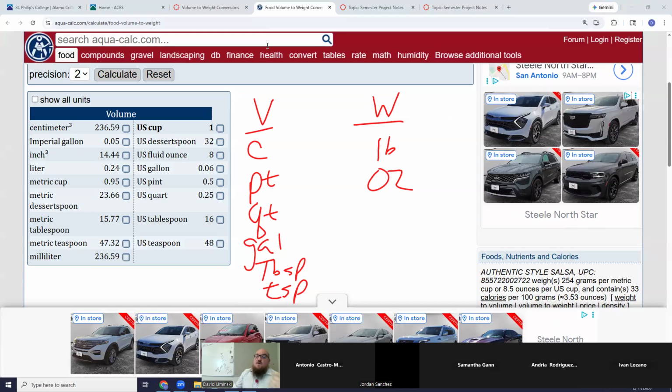If I have 2 tablespoons of olive oil, I don't even have to come to this website, because olive oil is a liquid. It's already measured in volume. Okay, so let's do some practice.